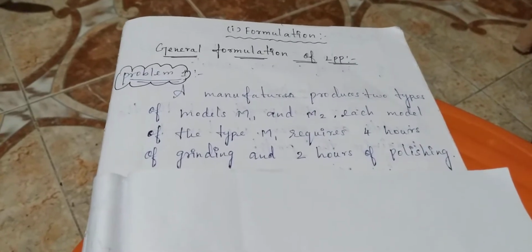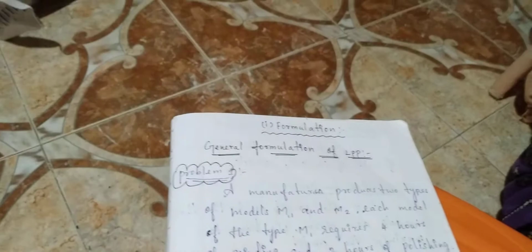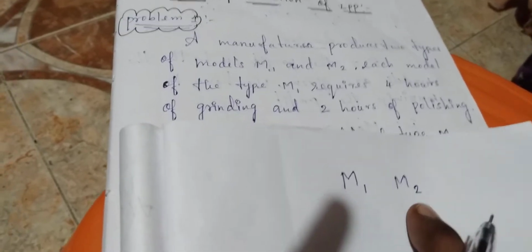A manufacturer produces two types of models, M1 and M2. What do we need to write first? Decision variables. Since they have given the two models, I am writing x1 and x2. These two are the decision variables.